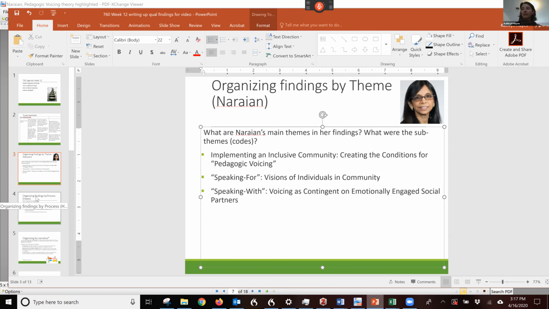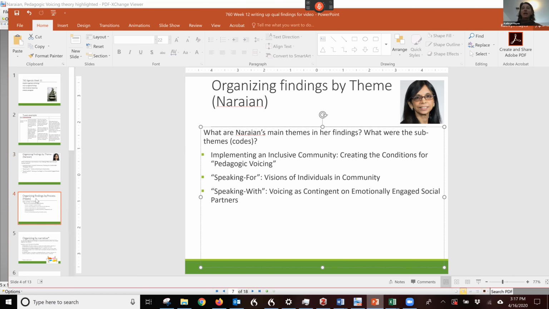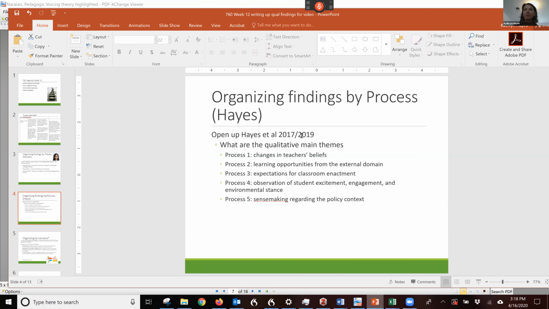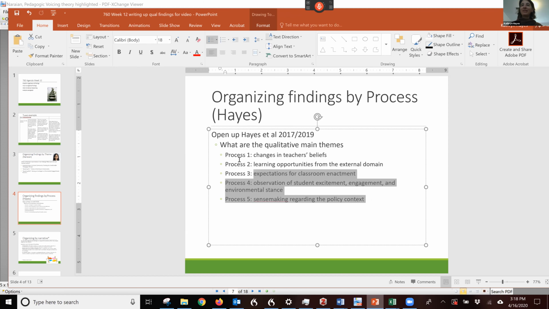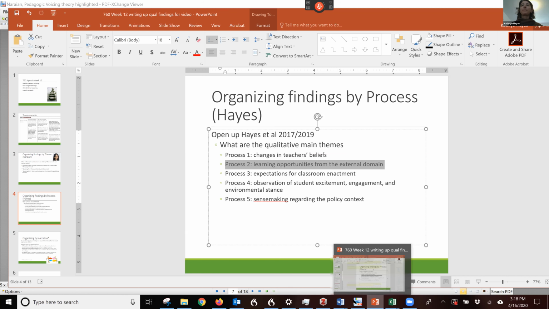Another paper we're going to be working on unpacking during this time is the Hayes et al. 2019 paper that is more by process. So it's looking at something that happens over time or as an iterative set of processes in this case. And in that paper with subheadings, there's a process 1, 2, 3, 4, and 5. So there are 5 processes that are documented in the paper. I'm going to open it up.